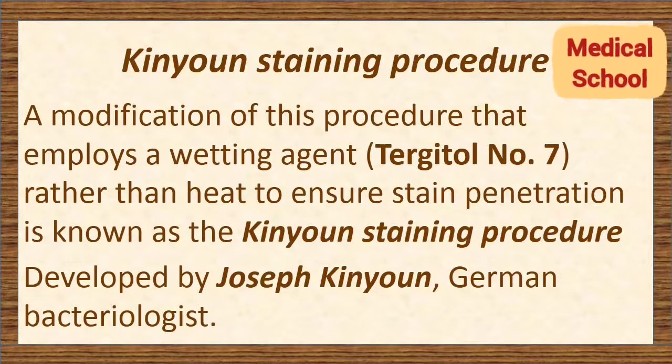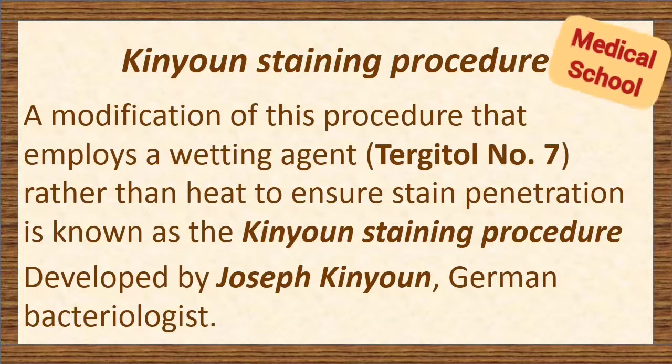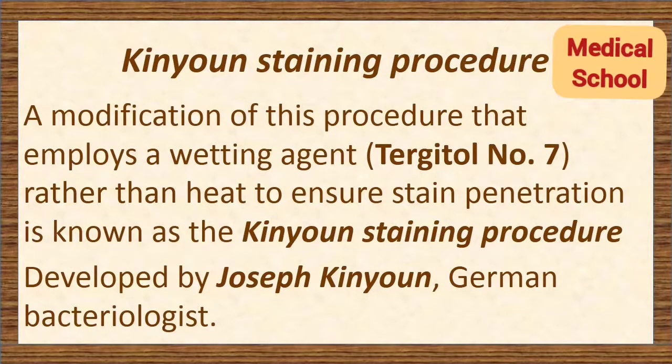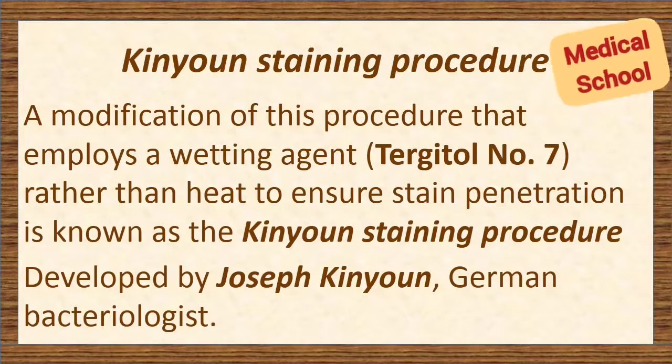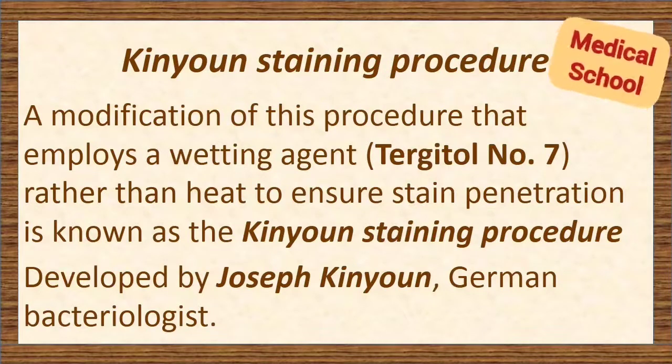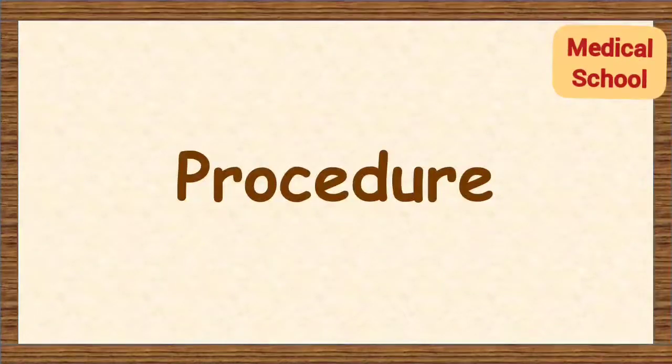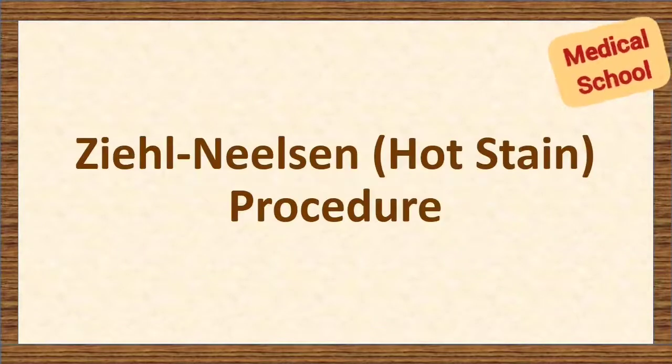A modification of this procedure that employs a wetting agent, such as Tergitol number 7, rather than heat to ensure stain penetration is known as the Kinyoun staining procedure. This procedure was developed by Joseph Kinyoun, an American bacteriologist. Now, let's see the procedure step by step.